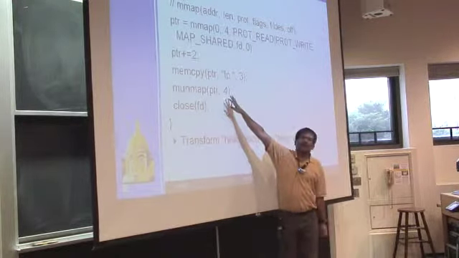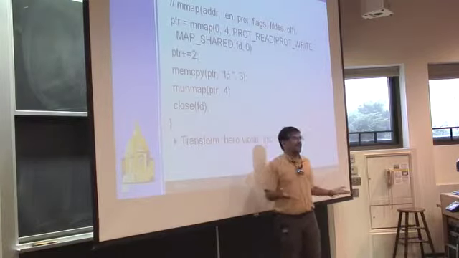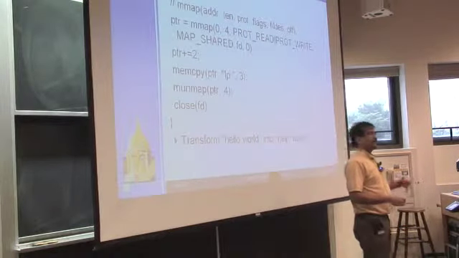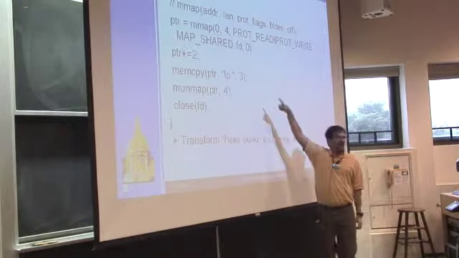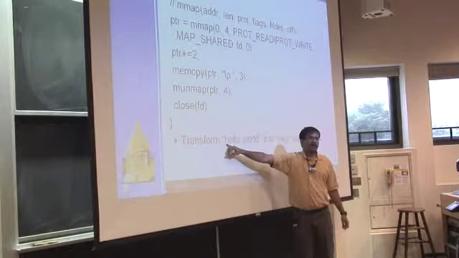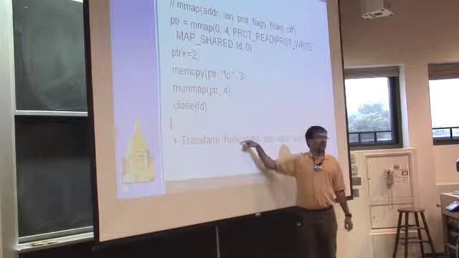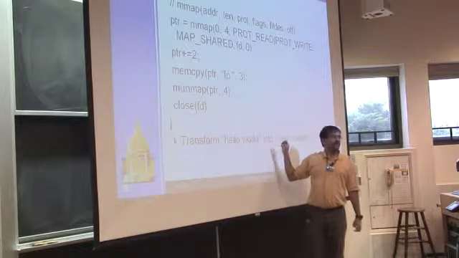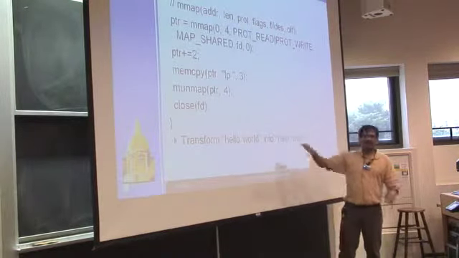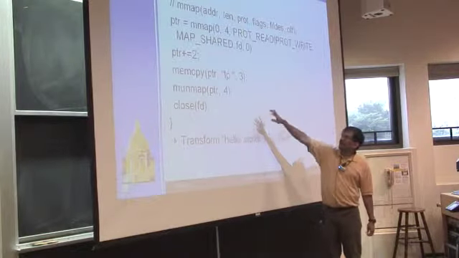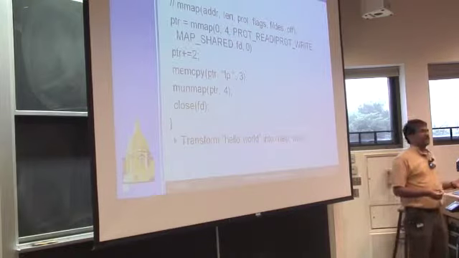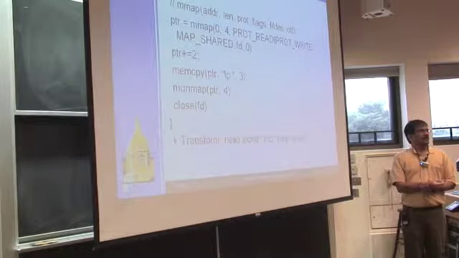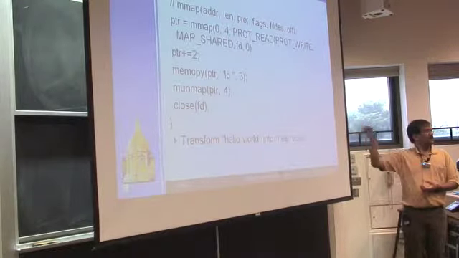And then I do a munmap. That's part of the unmapping, which is sort of like the close. Then you close the stuff, right? So this piece of code would modify hello world to help space world by treating the contents of the file as a memory program, right? Do you see how it's done?